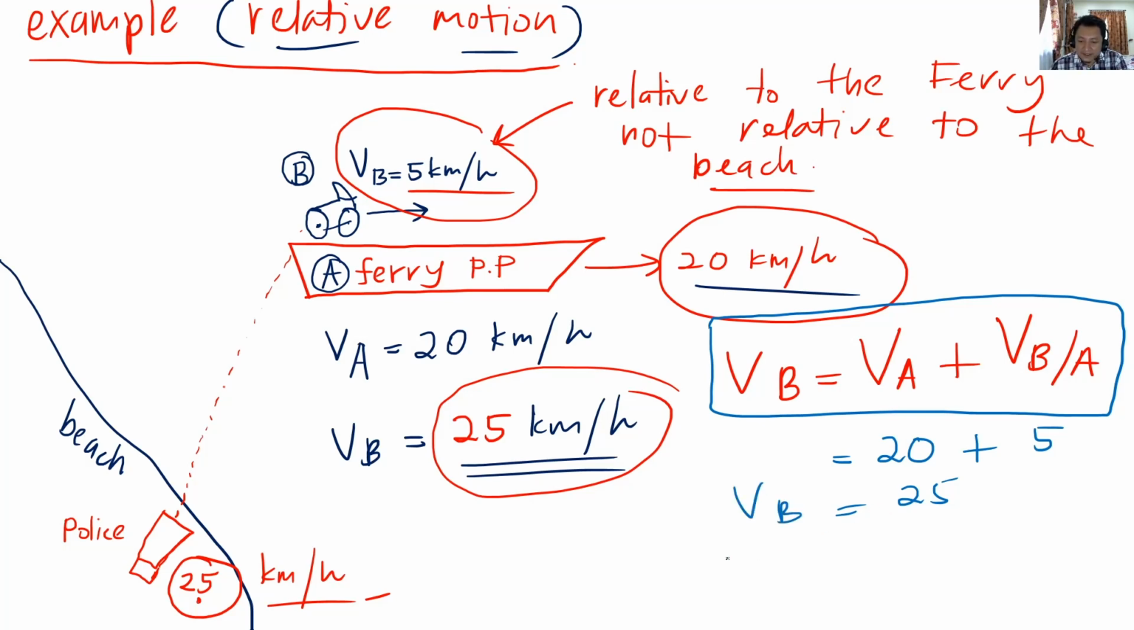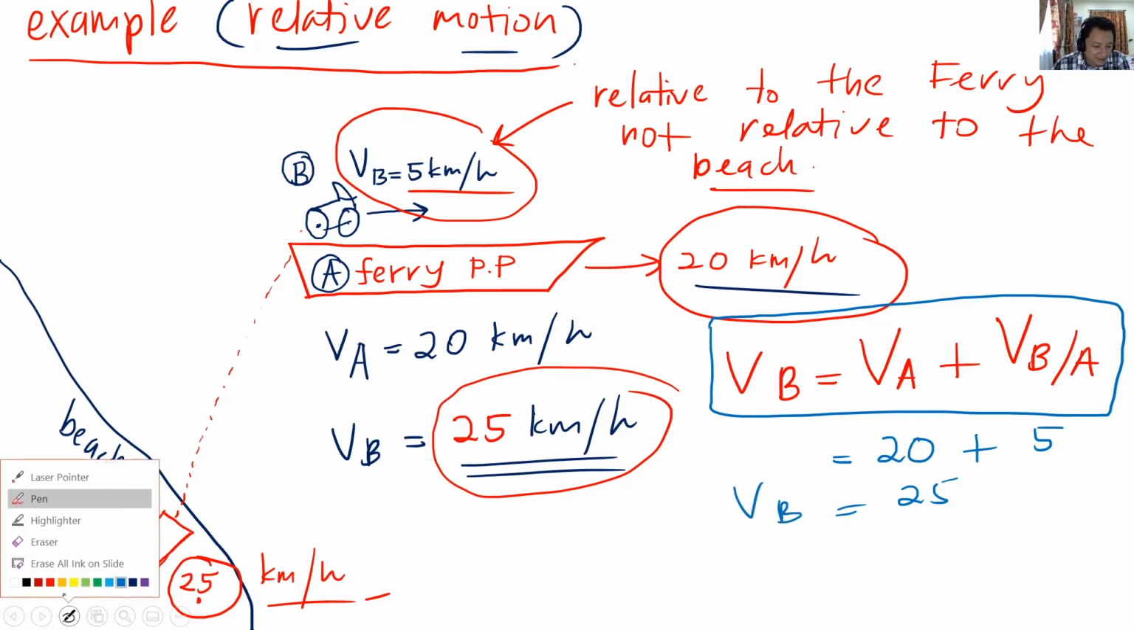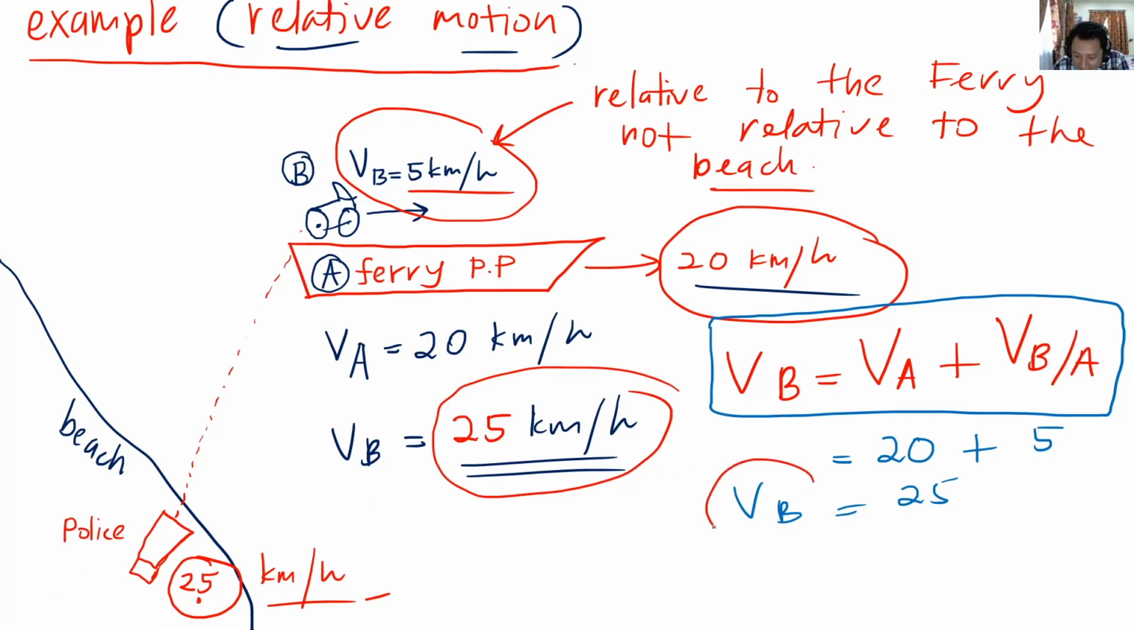VB. So you have to understand one thing. VB is something called absolute. This one is something we call relative. This is what you should understand. So VB equals VA plus VB over A, that's the thing. I think we need to add more examples.